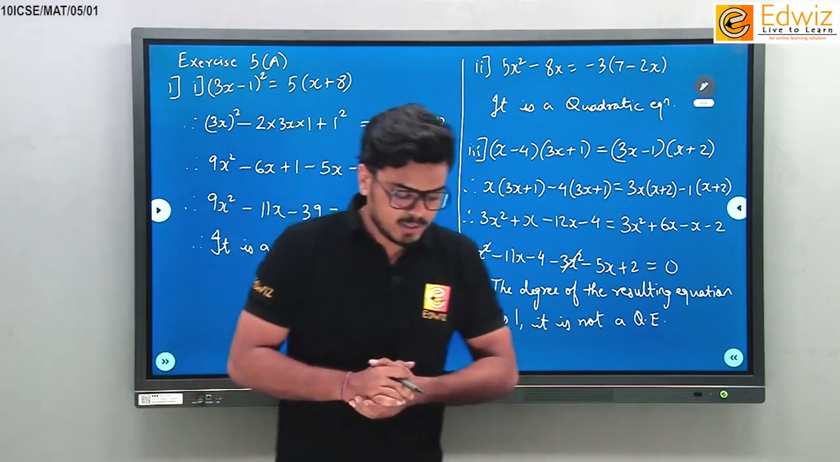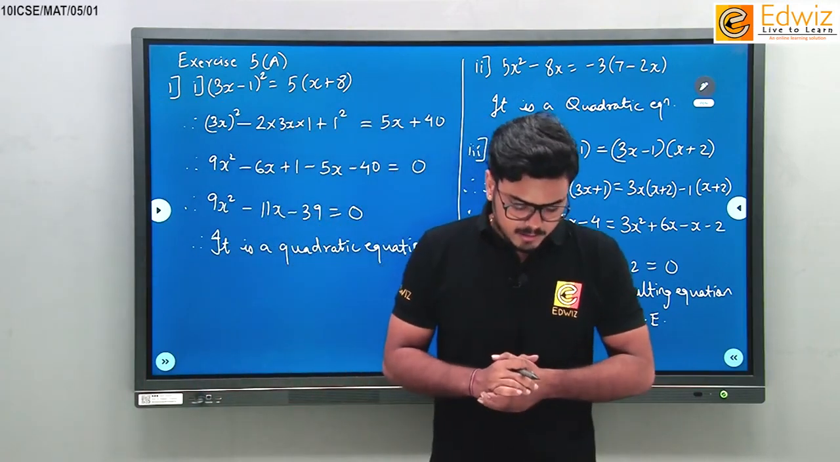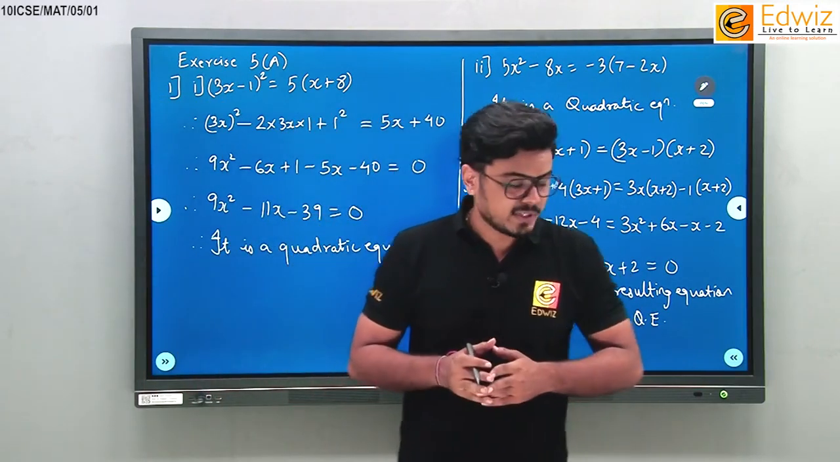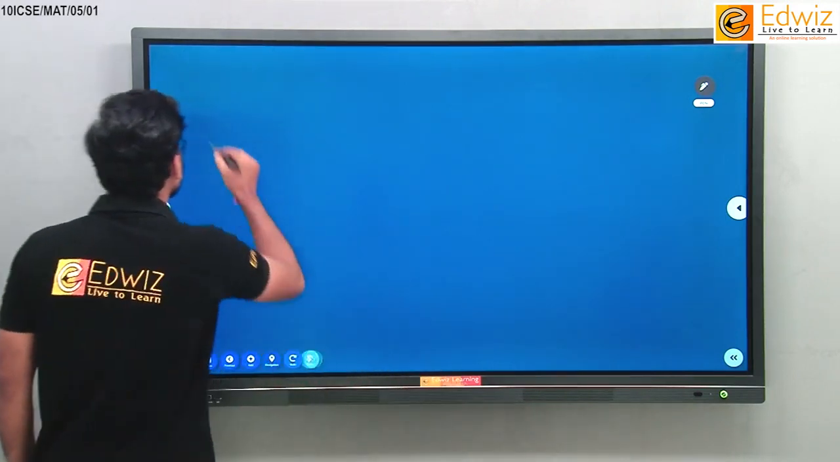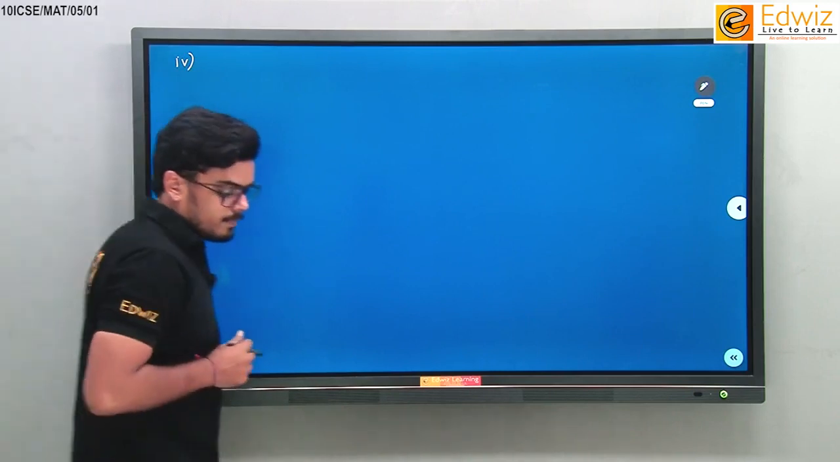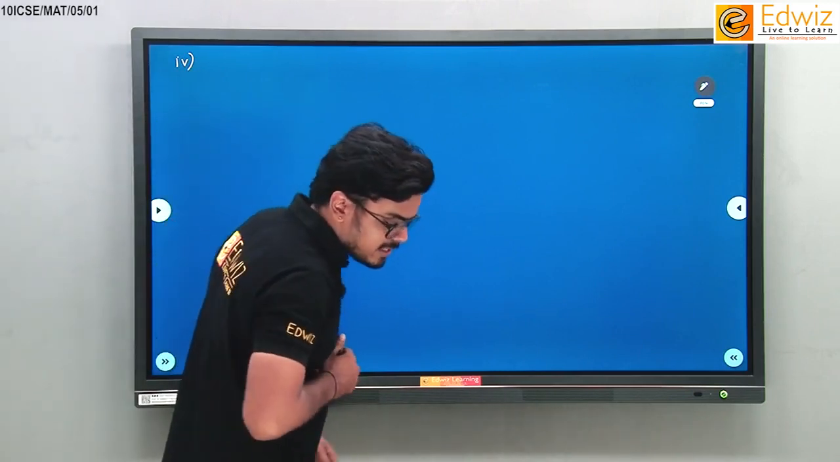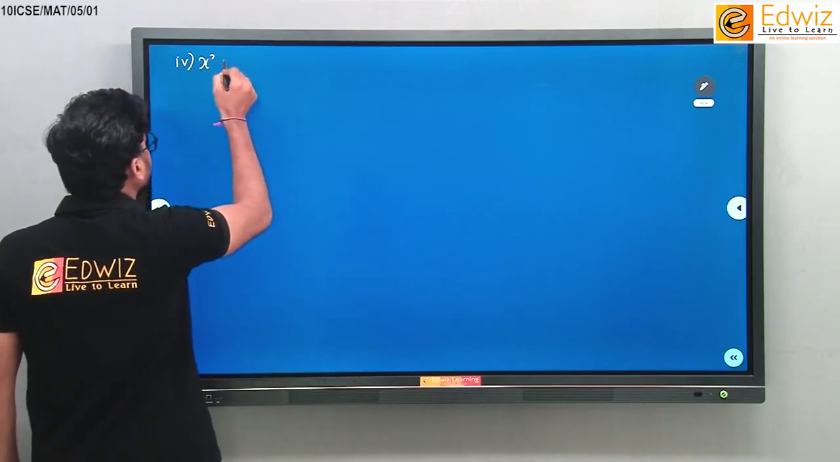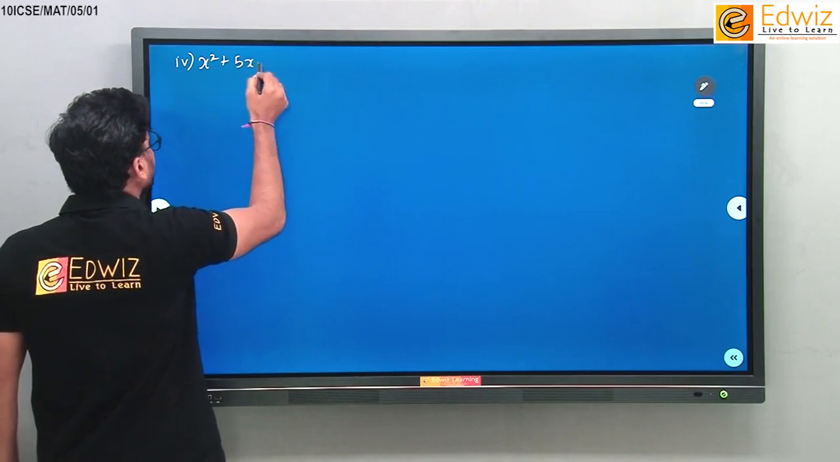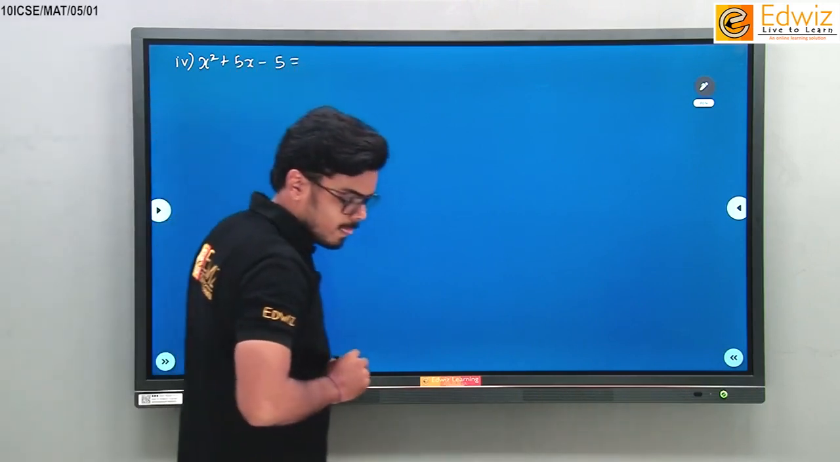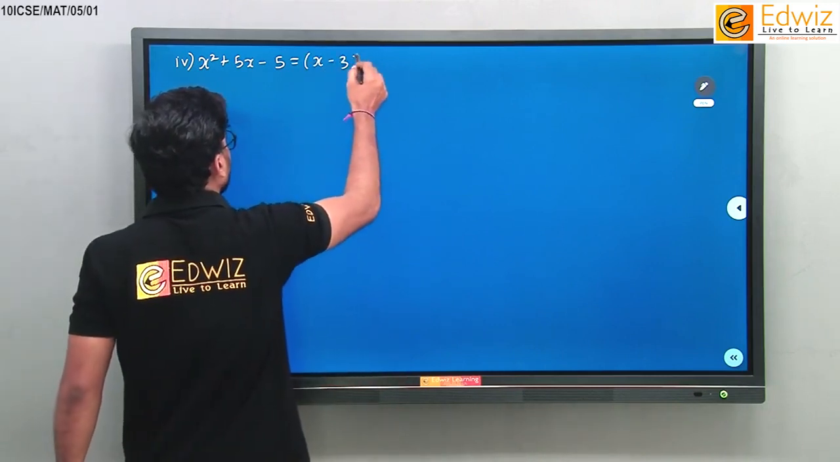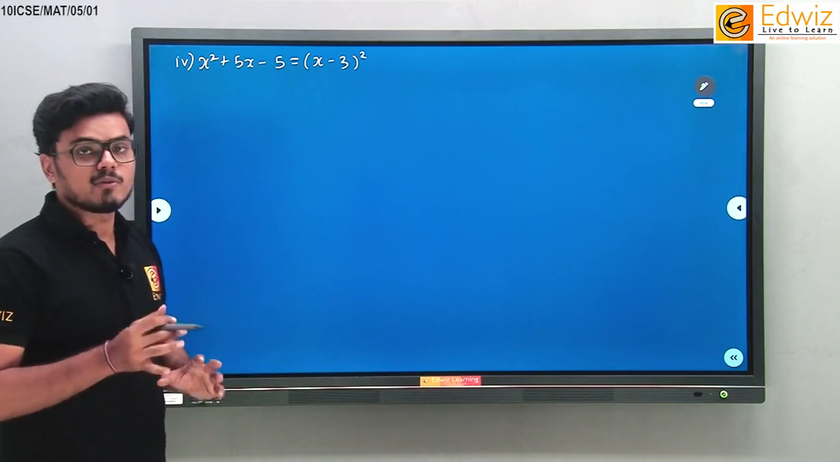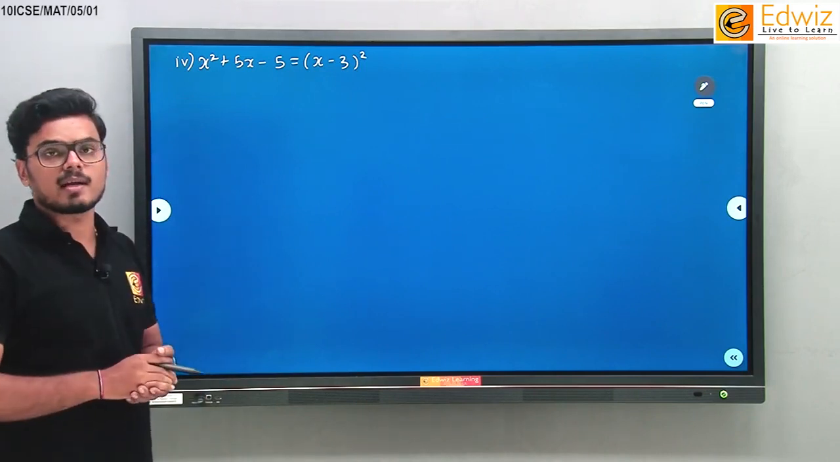Alright students, let's go to the next sum now. Fourth one, the fourth sub question here. Let us check whether that is a quadratic equation or not. The question is x² + 5x - 5 equals (x - 3) the whole square. Now if you solve this, you will find out that even this is not a quadratic equation.